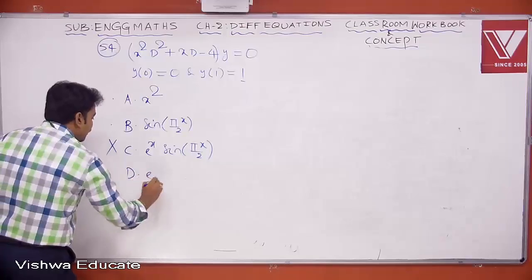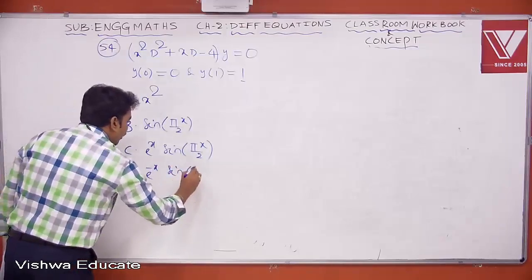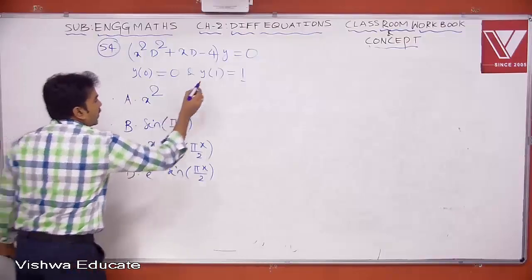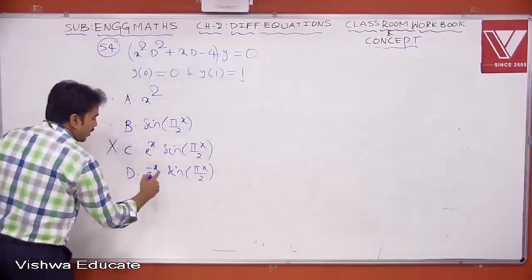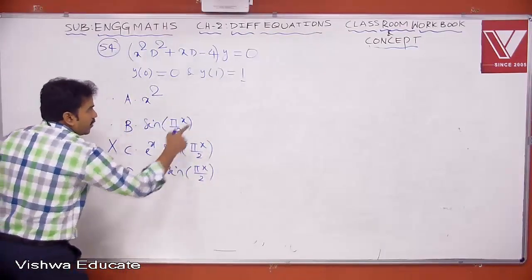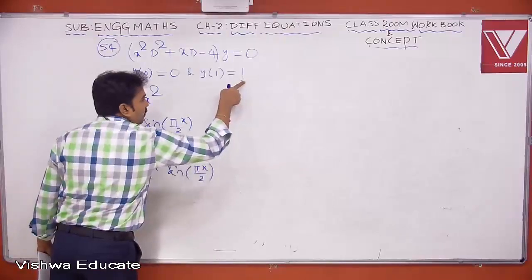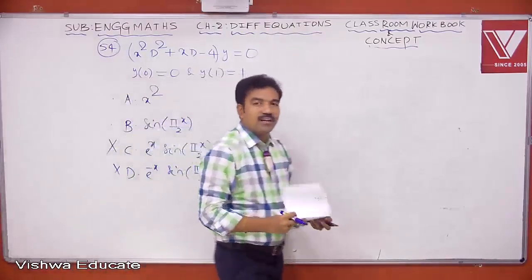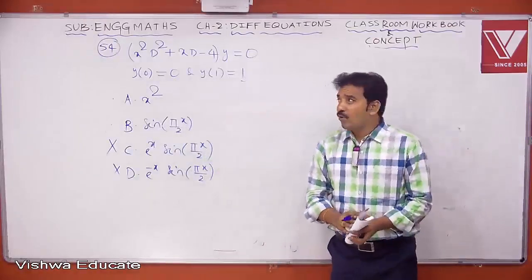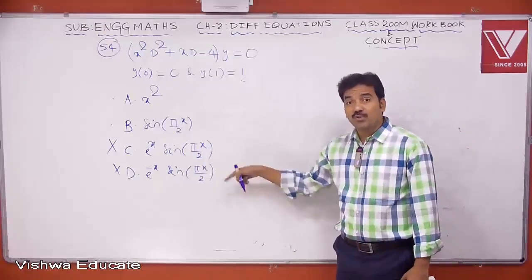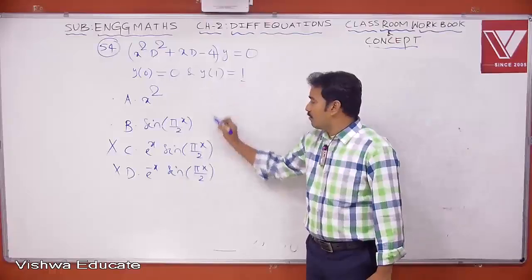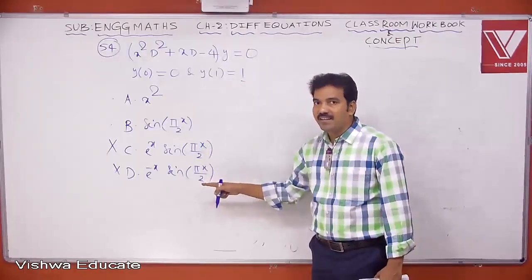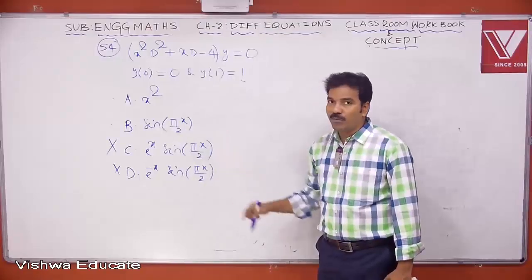Option D. This is e power minus x into sine of pi x divided by 2. Now here also when you replace x by 1, the second boundary condition, you will get e power minus 1. But e power minus 1 is not 1. Therefore, this is a wrong option. Therefore, the second boundary condition fails in the last two options, so you can eliminate options C and D. So, the answer can be either A or B.